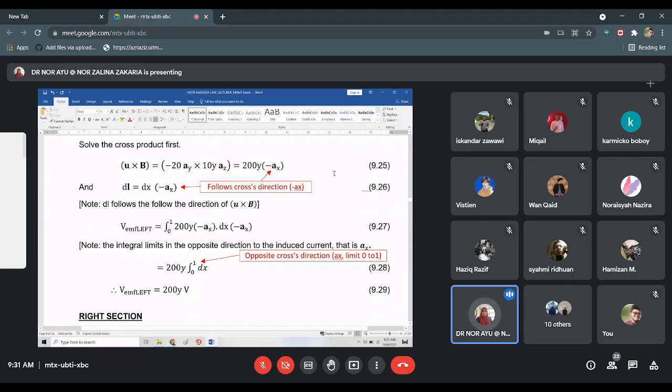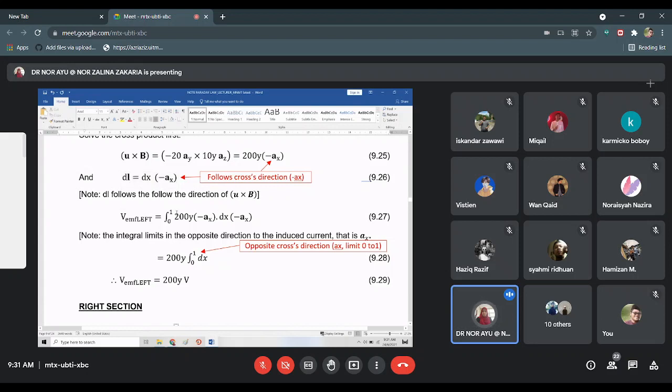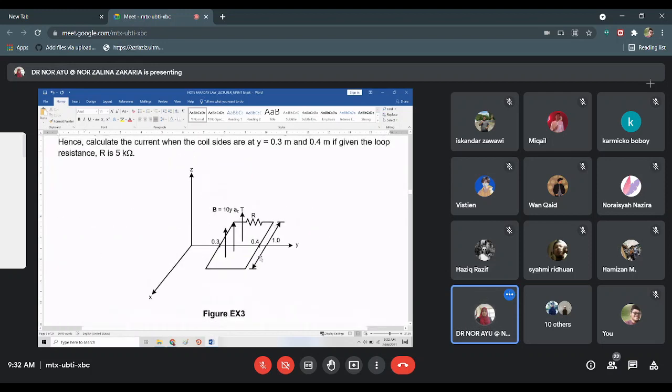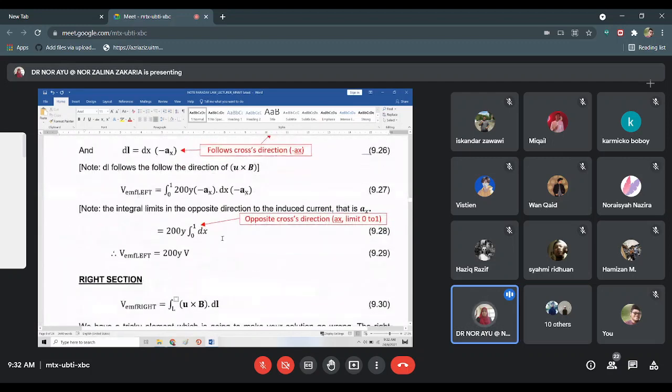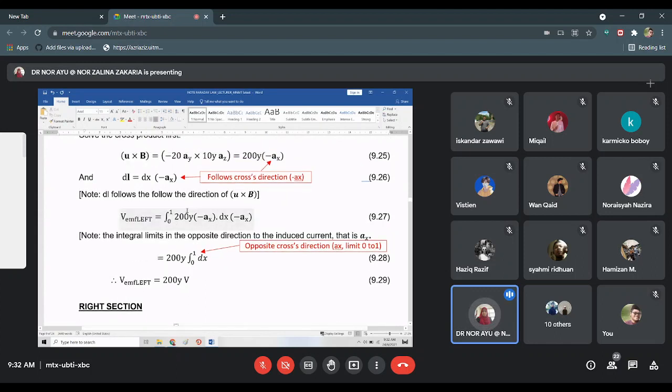Alright, so when you have that, you substitute this cross product and DL into the equation. So you can see here, this is your cross product, 200y negative AX, and this is your DX. And you know that for DX, the limit is 0 until 1 because the length of your loop just now, this length, is 0 until 1. Okay, its length is 1. So, okay, 1. Right, look here. So for the limit of integration, if the direction of your cross product and your line is negative AX, the value of the limit should be in the opposite direction, so it should be positive AX. So that's why it starts from 0 until 1.